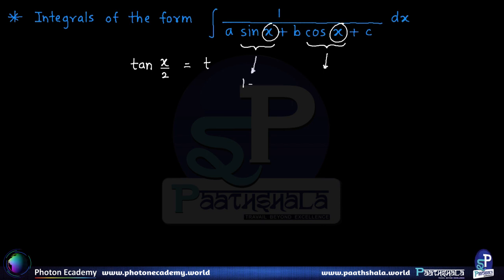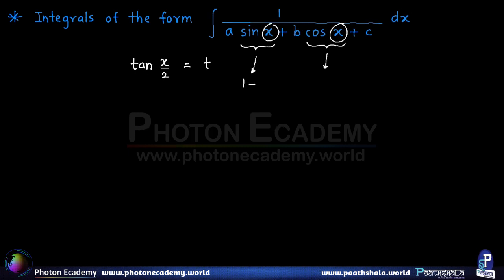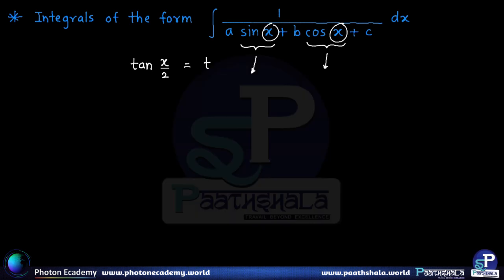So sin x can be still written as we have seen here, it's 2 tan x upon 1 plus tan square x. But since this double angle relation does not change, although the angle changes, therefore sin x can be written as 2 tan x by 2, which is 2t, upon 1 plus tan square x by 2, that is 1 plus t square. And cos x can be written as 1 minus t square upon 1 plus t square.